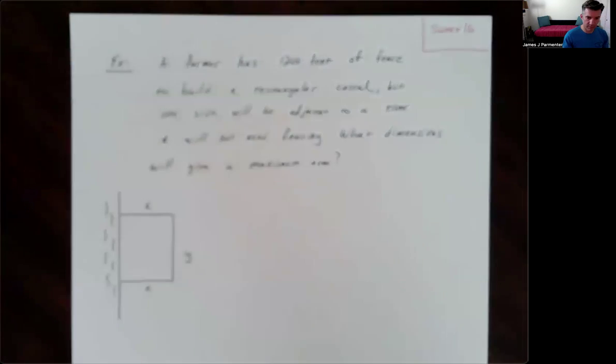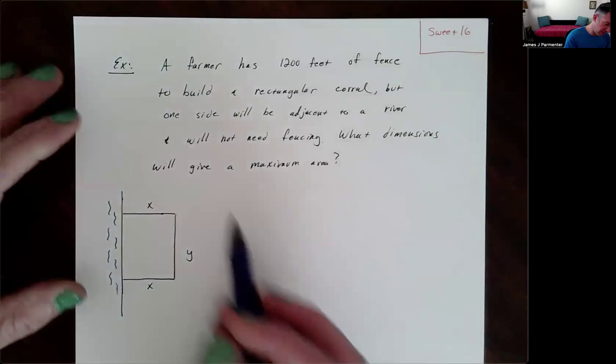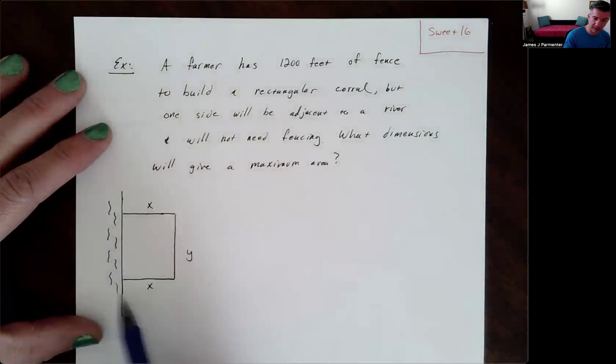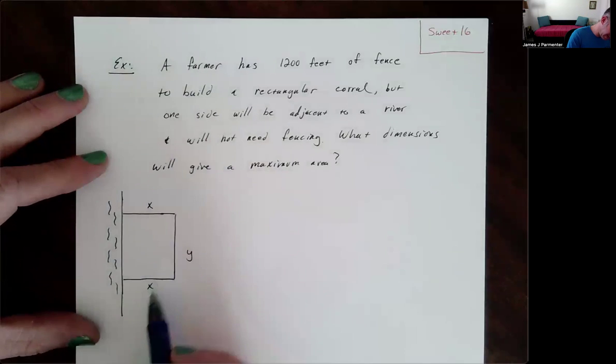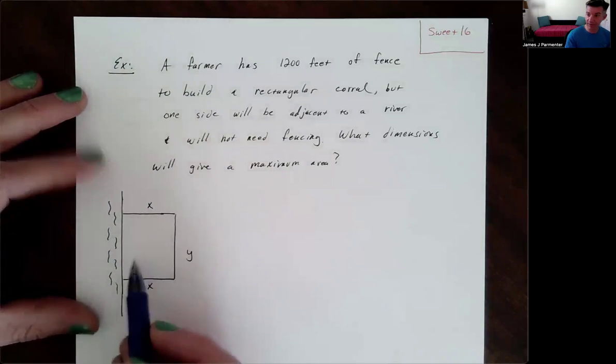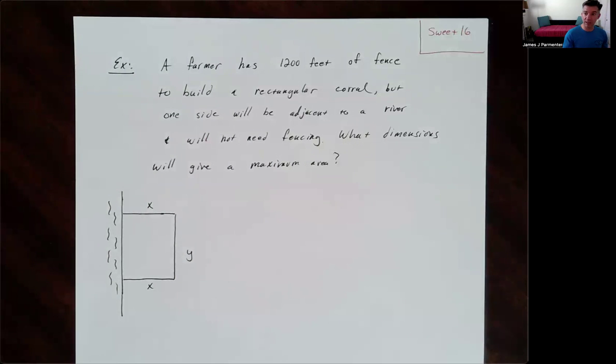So I'll point out that when you have a situation like this and you don't know the side lengths, it's good to draw a picture and label them with variables. I've called this side x and this side x because in the rectangle, those two sides have to have the same length, so we shouldn't use more variables than we need to.